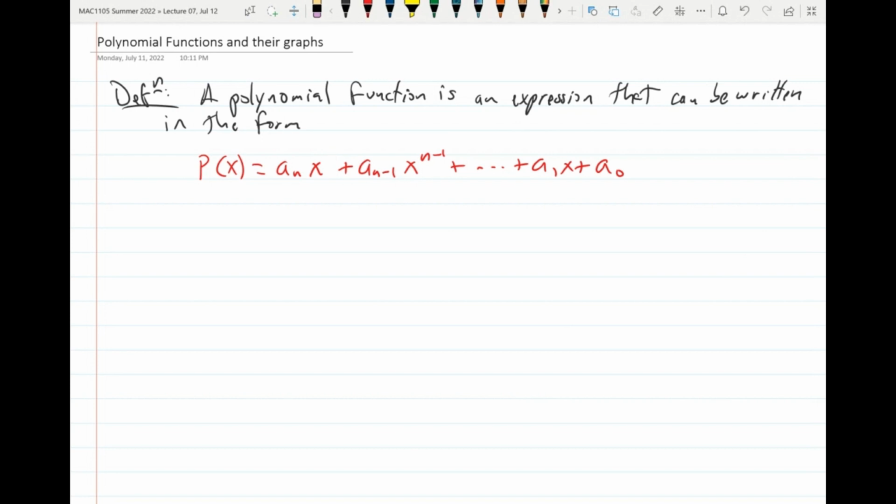So notice that there are no negative powers. This is important, okay? So P of x is a polynomial that looks like this, where n is a non-negative integer. It could be 0, and then you only have a constant, a_0. If n is equal to 0, then none of the other terms are here, and then you only have a_0, okay? It's a non-negative integer.